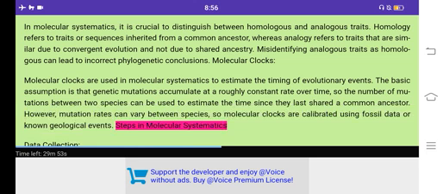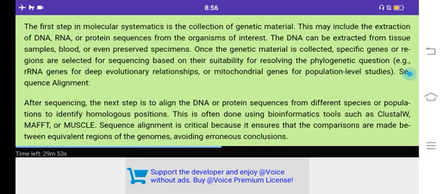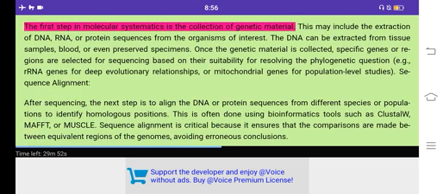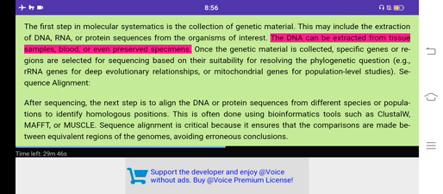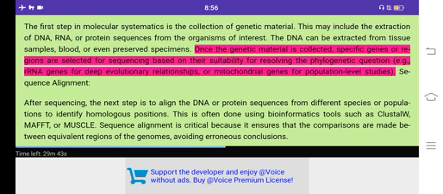Steps in molecular systematics. Data collection. The first step in molecular systematics is the collection of genetic material. This may include the extraction of DNA, RNA, or protein sequences from the organisms of interest. The DNA can be extracted from tissue samples, blood, or even preserved specimens. Once the genetic material is collected, specific genes or regions are selected for sequencing based on their suitability for resolving the phylogenetic question, e.g., rRNA genes for deep evolutionary relationships, or mitochondrial genes for population-level studies.